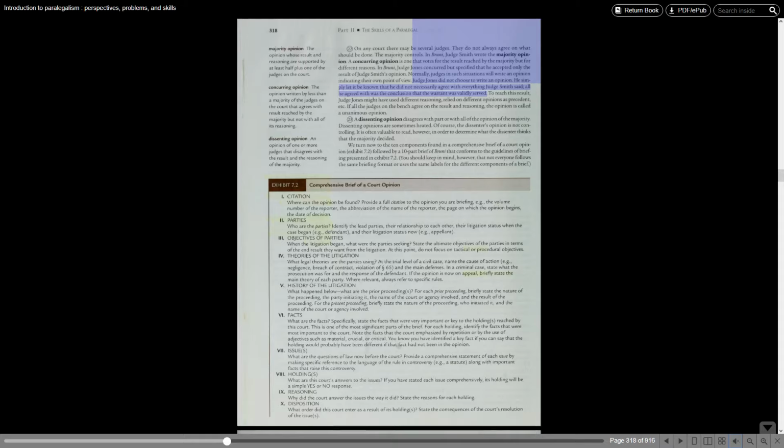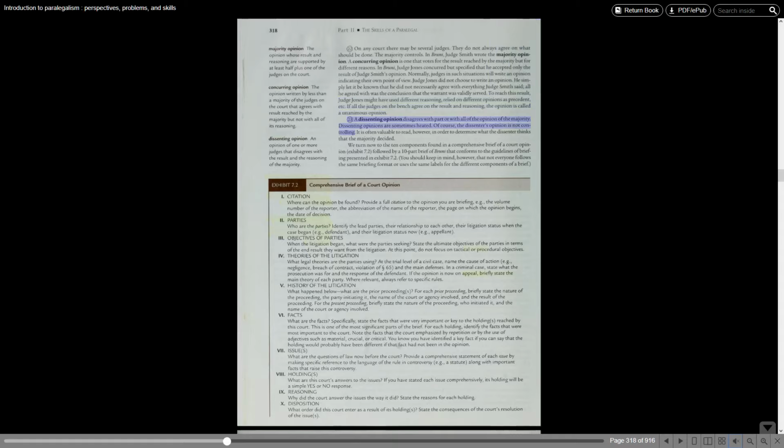All he agreed with was the conclusion that the warrant was validly served. To reach this result, Judge Jones might have used different reasoning, relied on different opinions as precedent, etc. If all the judges on the bench agree on the result and reasoning, the opinion is called a unanimous opinion.